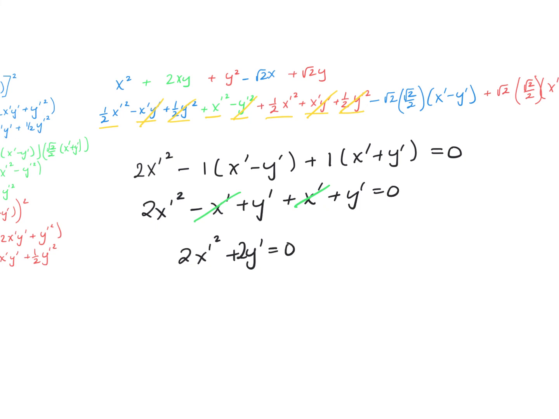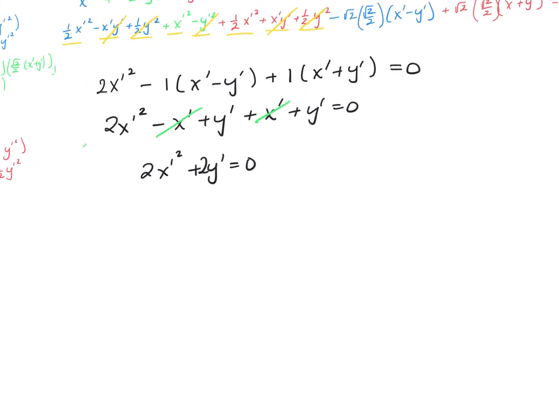Now, this is a parabola, so I'm going to make it match the way I would expect a parabola to look. So I'm going to bring the 2y to the other side, and then I'm also going to divide by 2. So I have x prime squared is equal to a negative y prime.